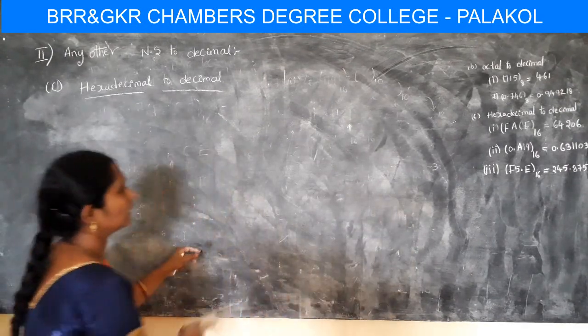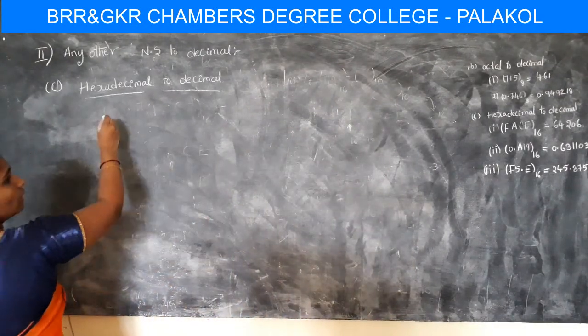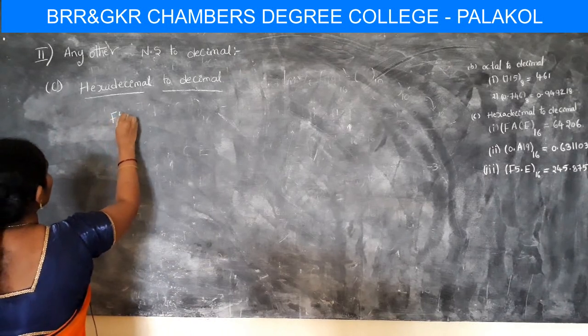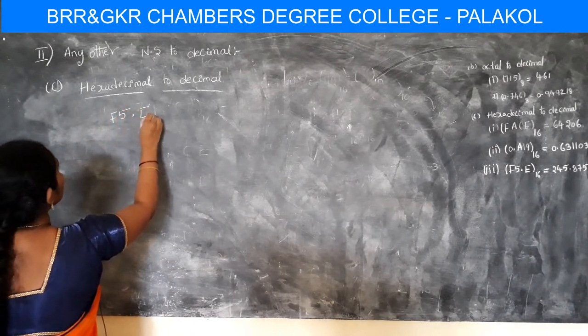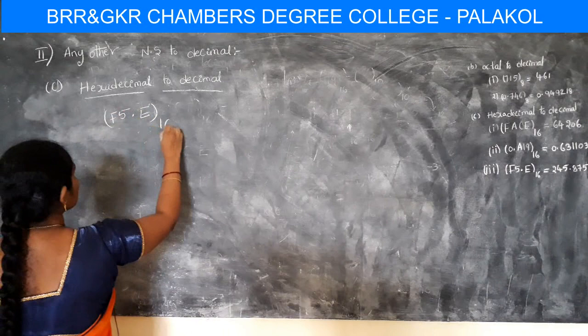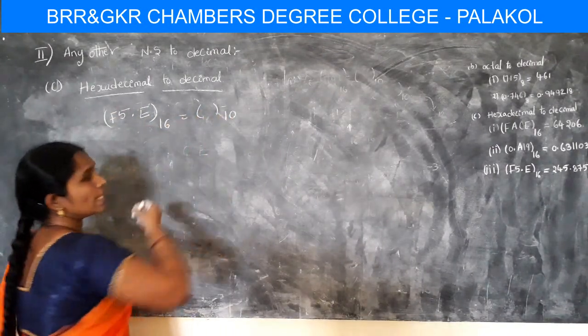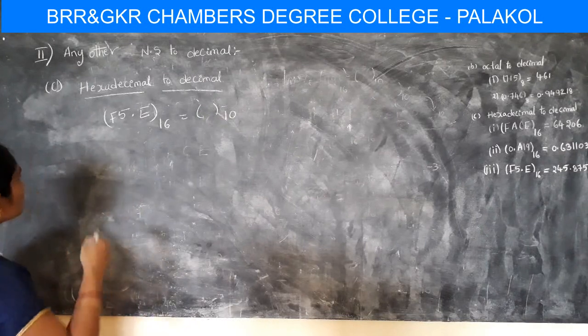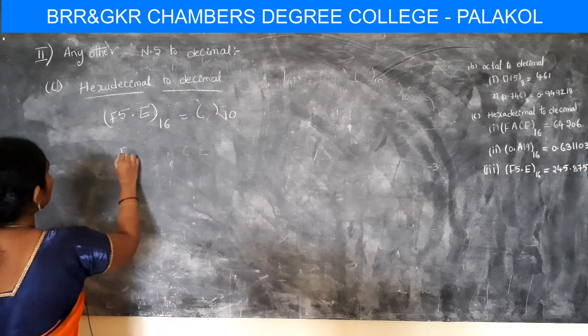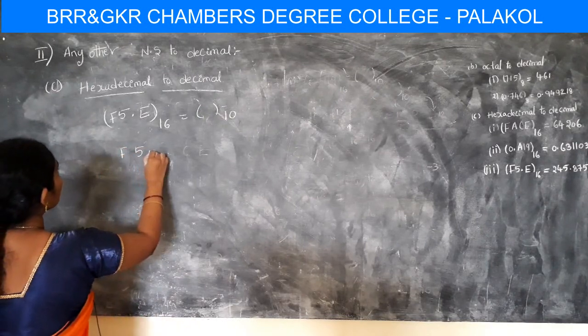We will take another example, that is F5.E to the base 16. So convert this hexadecimal value to a decimal value. So what is the process? Here F5 point E.